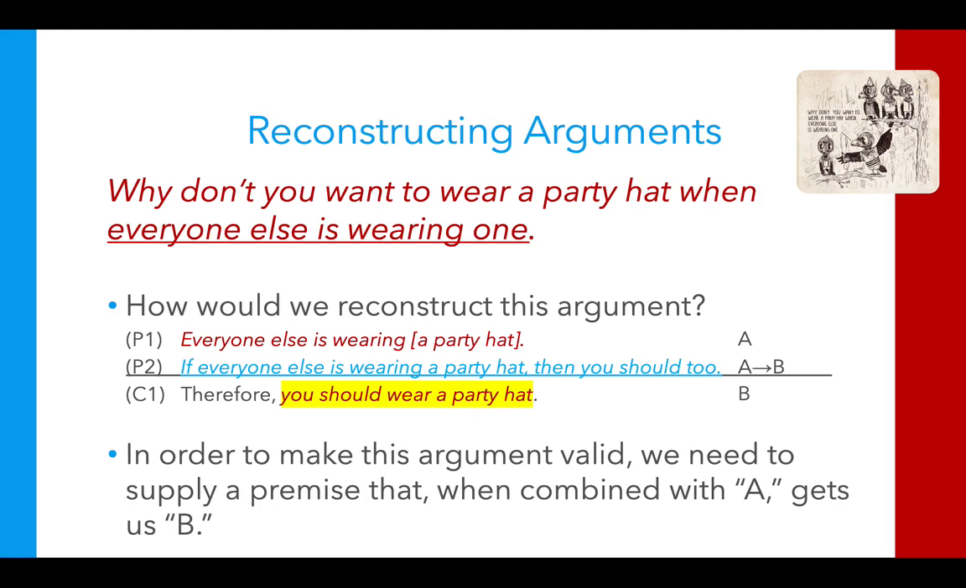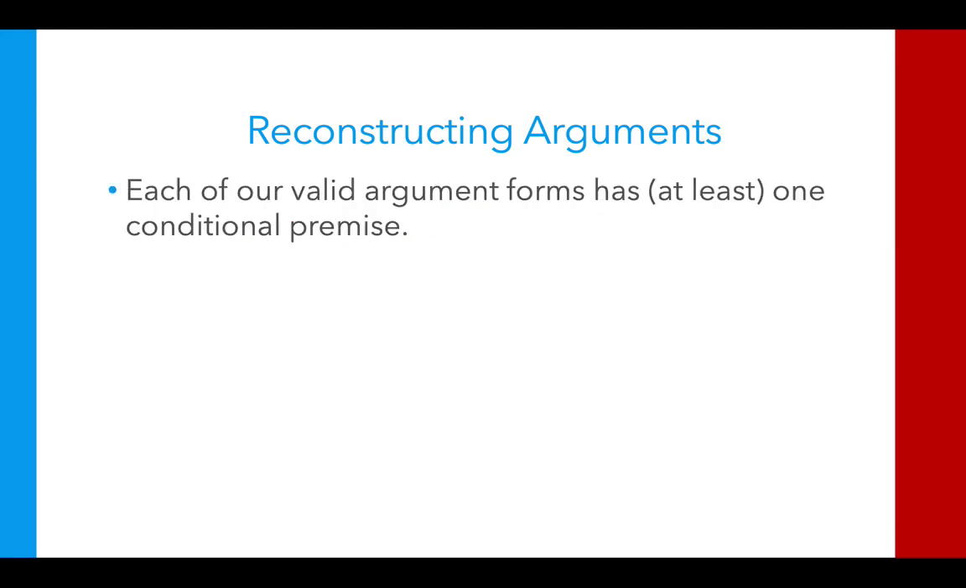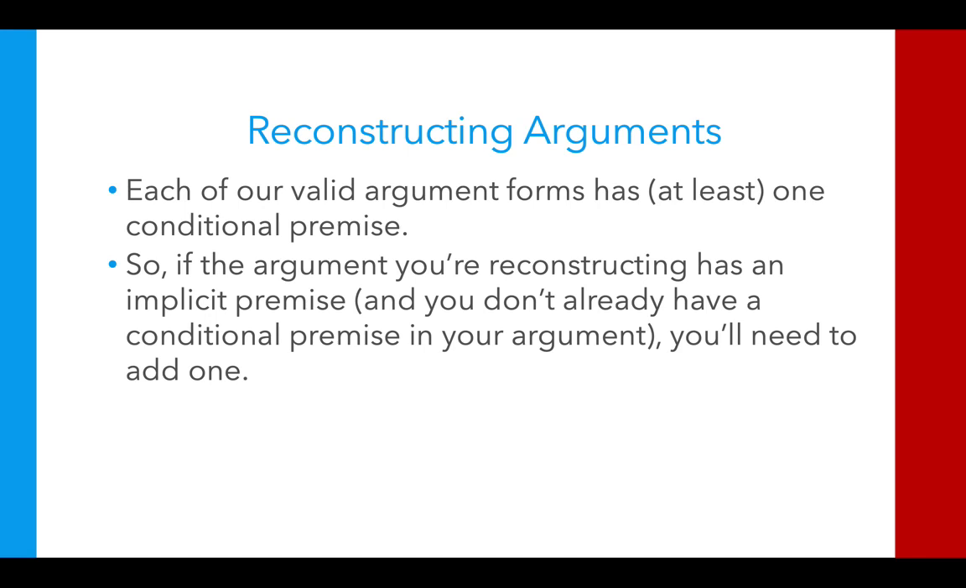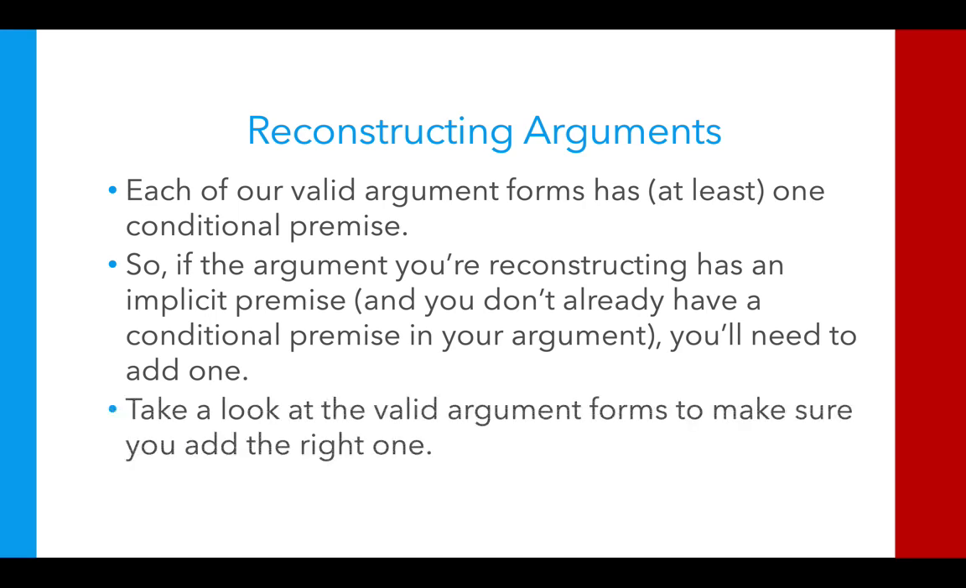The final thing I want to do is give you some tips about reconstructing arguments. So here are a few tips. First, each of our valid argument forms that we're using for this class has at least one conditional premise, an if-then premise. So if the argument that you're reconstructing has an implicit premise, and you don't already have a conditional premise in the argument, then you're going to need to add one. So your argument at some point is going to have an if-then premise. When you're adding one in, take a look at the valid argument forms you have, and make sure you're adding the right conditional premise.